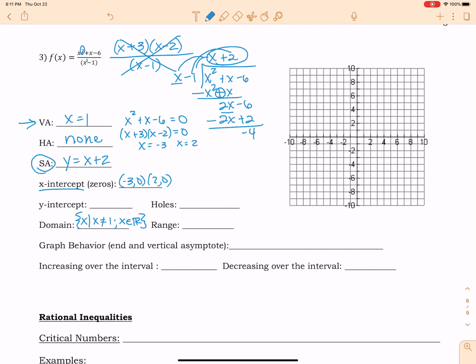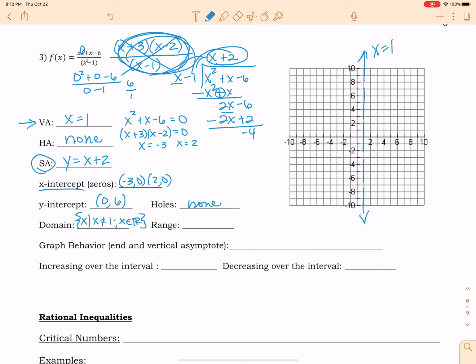All right, and now the y-intercepts, remember that's when all of your x's are 0. So that gives me positive 6 over 1. So my y-intercept is 0 and positive 6. I was not able to reduce anything up here, so there are no holes. And now it's time to graph. So I'm going to graph my vertical asymptote, x equals 1. There is no horizontal asymptote.